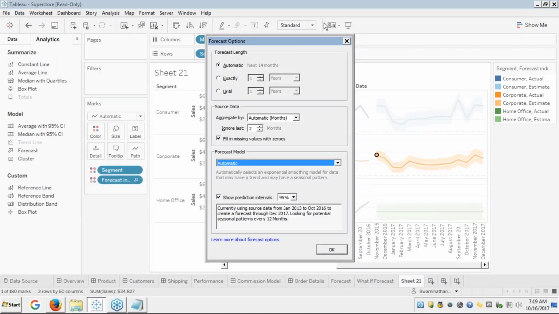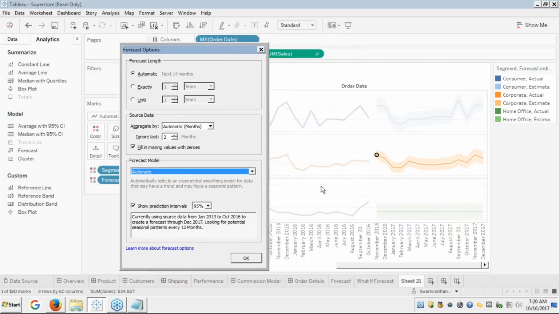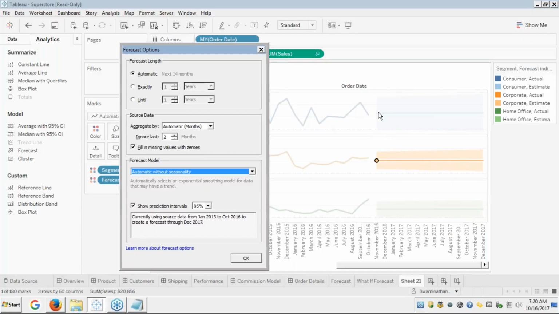I am selecting automatic here. Carefully observe this forecast trend towards my right. When I select automatic without seasonality, you see here, everything is flat. All lines here are looking totally flat.